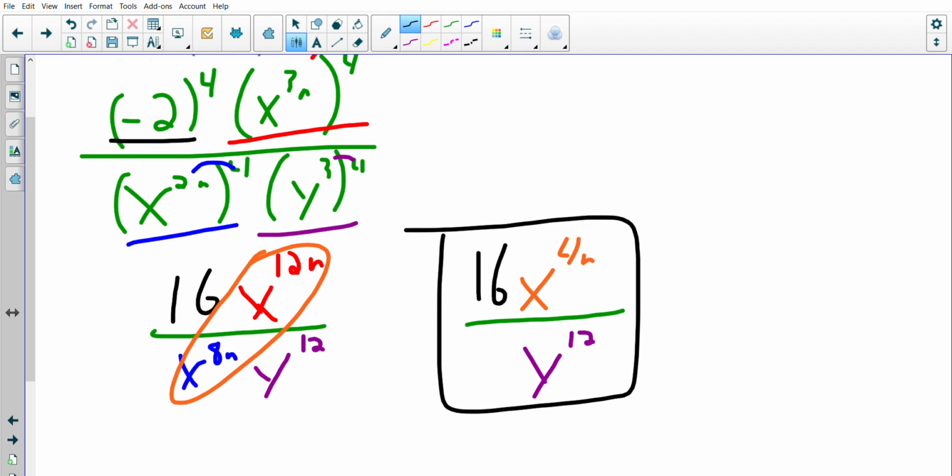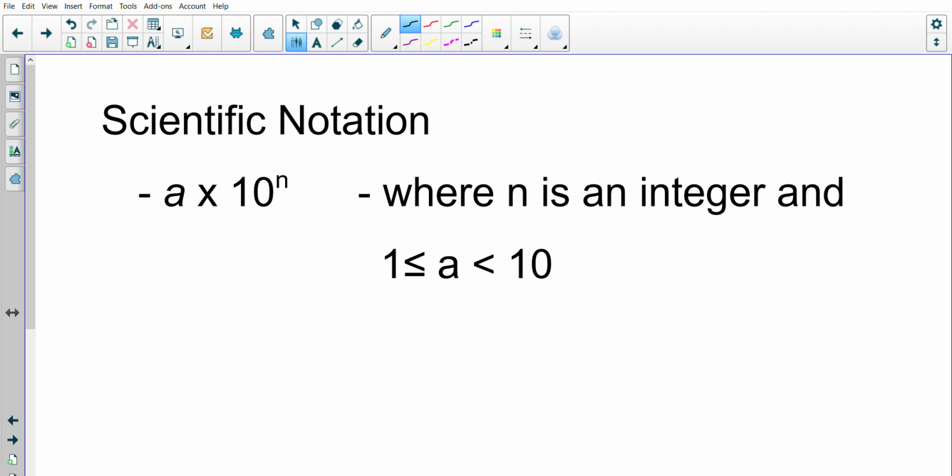Okay, keep going. So now, last thing we're talking about, scientific notation. We have a times 10 to the n, where n is just some positive or negative integer, so a whole number, positive or negative, and a lies between 1 and 10. Any decimal number that lies between 1 and 10. It can be 1, but it cannot be 10.